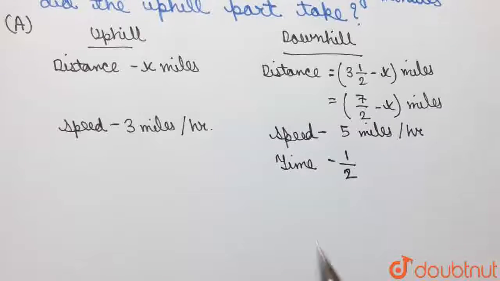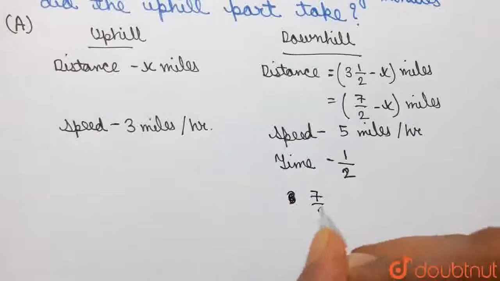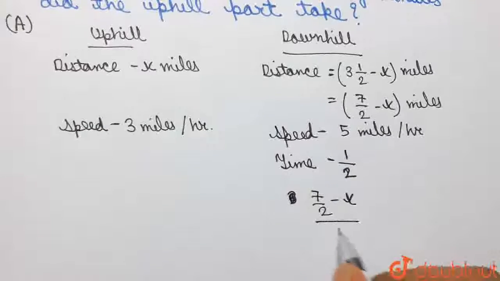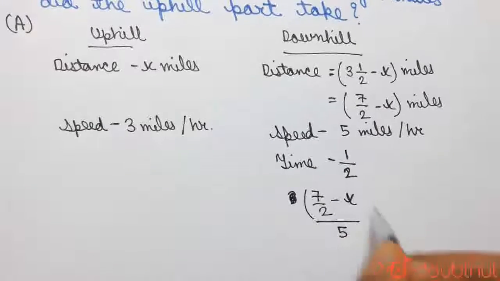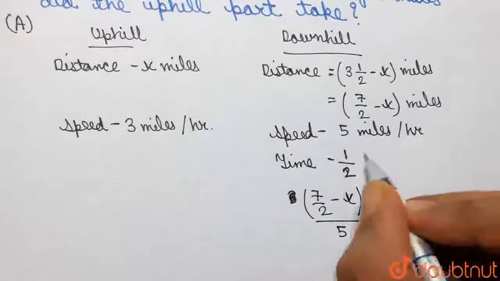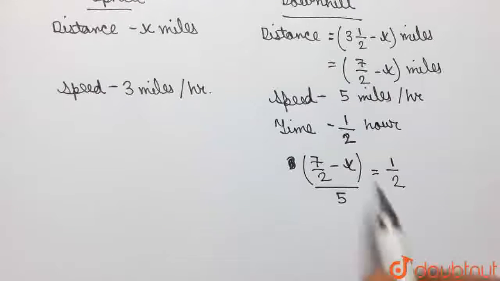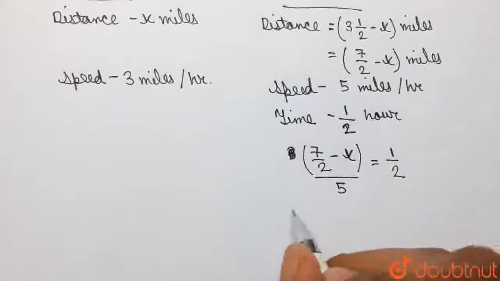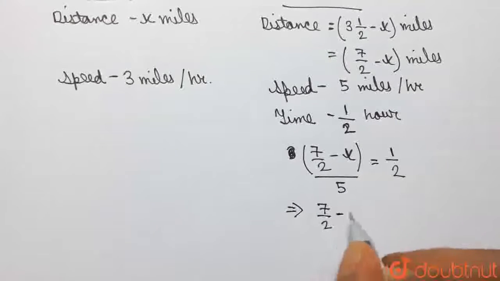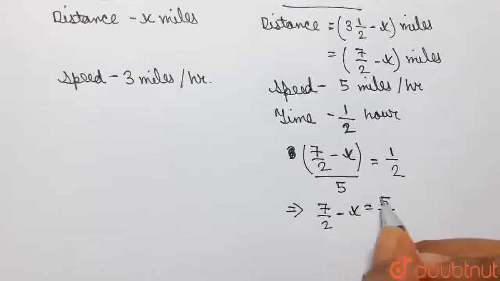So we can write that 7 by 2 minus x, which is the distance, divided by 5, which is the speed, is equal to the time in hours, which is half, since the time is given in hours. So we have an equation from which we can find the value of x. So taking 5 to the right hand side of the equation, this equation can be written as 7 by 2 minus x equal to 5 by 2.